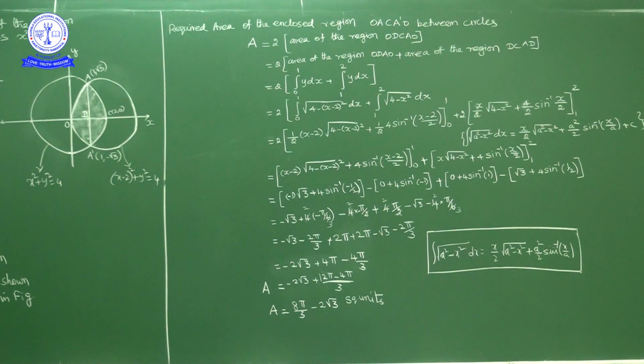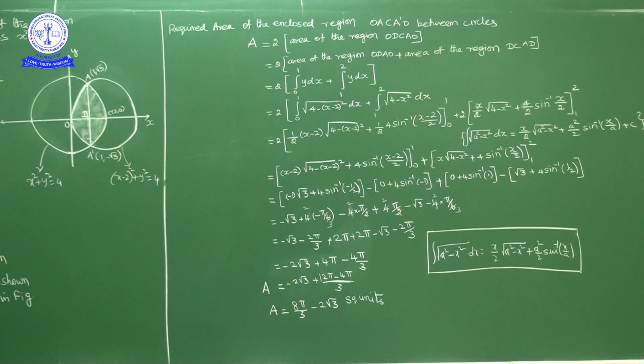Now in the first integral I will apply upper limit minus lower limit, substituting 1 in place of x. Here the 2 in the denominator and the 2 in the numerator get cancelled. So what we have is (x minus 2) into square root of 4 minus (x minus 2) whole square plus 4 into sin inverse of (x minus 2) by 2, lower limit 0, upper limit 1.